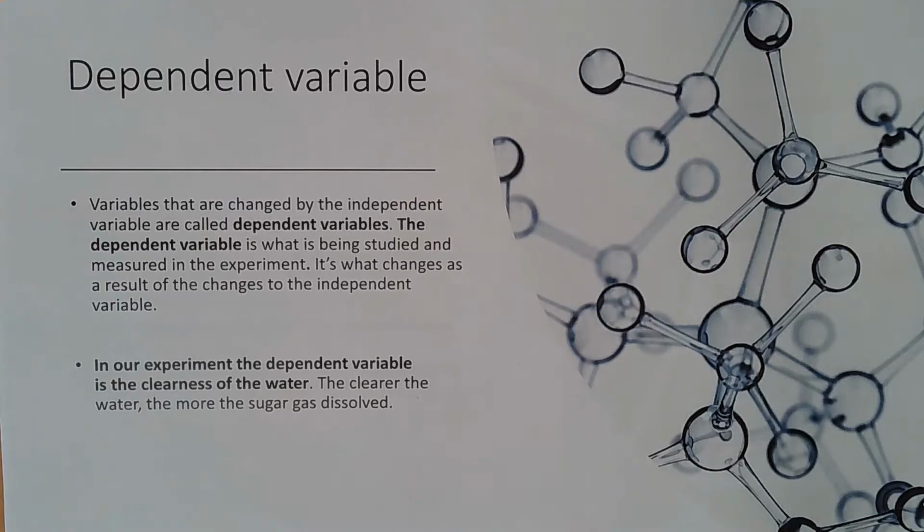So our independent variable is our sugar. Our dependent variable is the clearness of the water. The water will not change in terms of how transparent it is without the independent variable. Nothing will happen in this experiment without the sugar. Same amount of sugar, 2 teaspoons, into the water. The water is the dependent variable because that will change because of the sugar, or the independent variable as it is known in this experiment. So the clearer the water, the more sugar has dissolved.